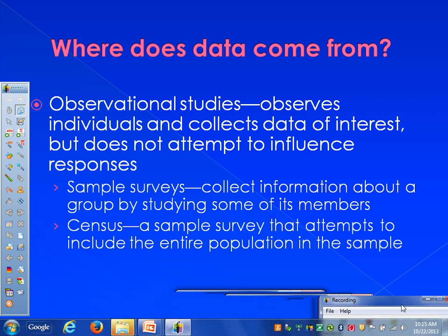Okay, now, when you all hear the word census, what do you normally think a census is? Something that comes around every 10 years. Every 10 years we do the census, but what is that a study of? People. The entire population. We try to study the entire population of the country.